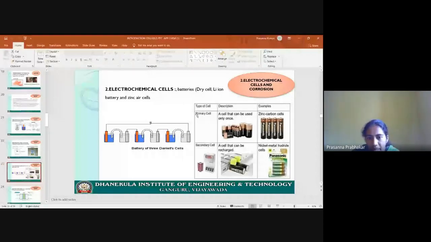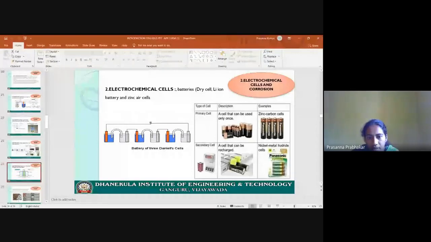What is the difference between a primary cell and a secondary cell? A cell that can be used only once is called a primary cell. A cell that can be recharged is considered a secondary cell. So in further classes, we will explain some examples of primary cells and secondary cells also.